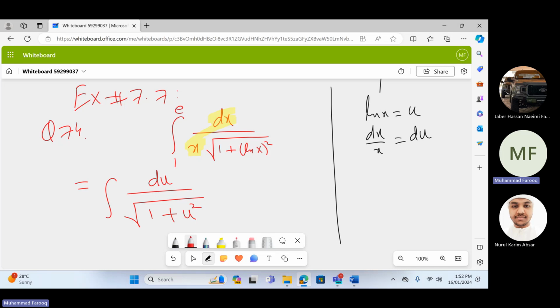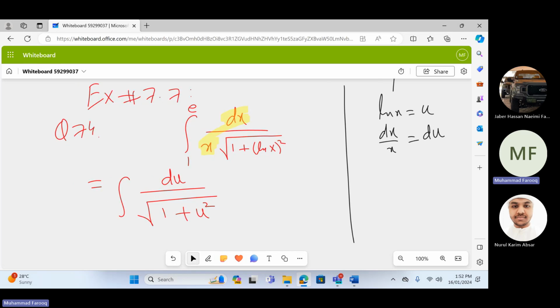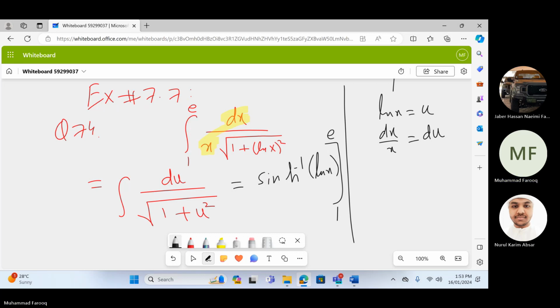So what is the way? Is there a 1 over a? No. Okay, so highlight, it is directly sine inverse hyperbolic of u over a. What is your u? ln x, divided by a. a is 1, so no need, please. Don't forget, you have limits from 1 to e. Clear?